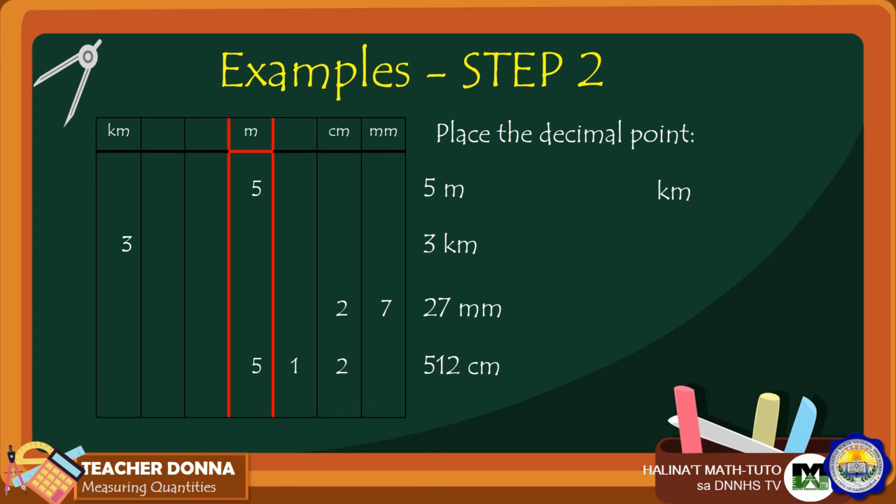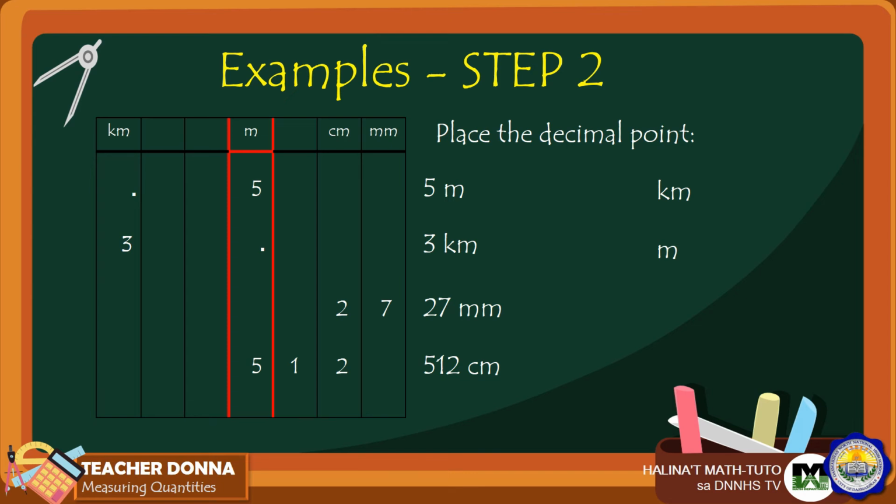Step number 2, place the decimal point. So, yung decimal point na ilalagay natin doon sa target na unit. So, halimbawa, sa 5 meters, gagawin natin siyang kilometers. So, yung decimal point nasa ilalim ng kilometer. 3 kilometers equals meter. So, yung decimal point ay nasa tapat ng column ng meter.